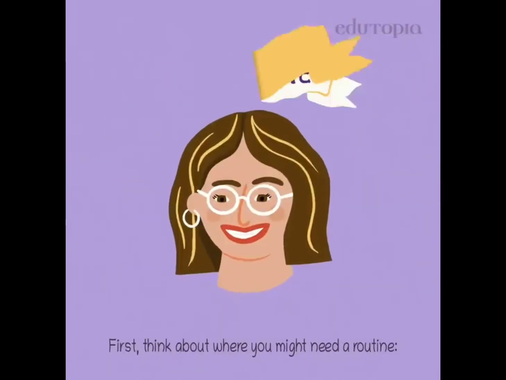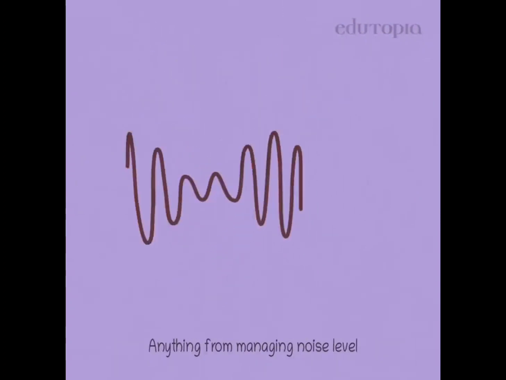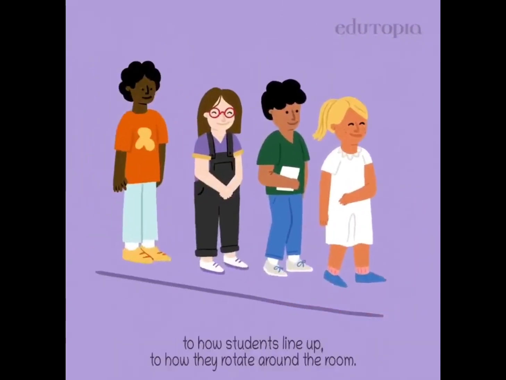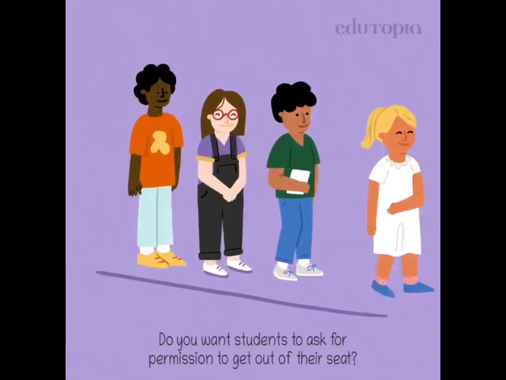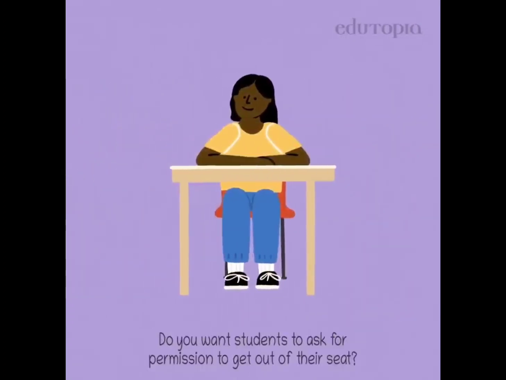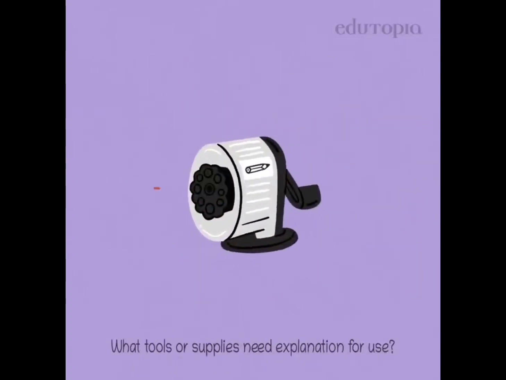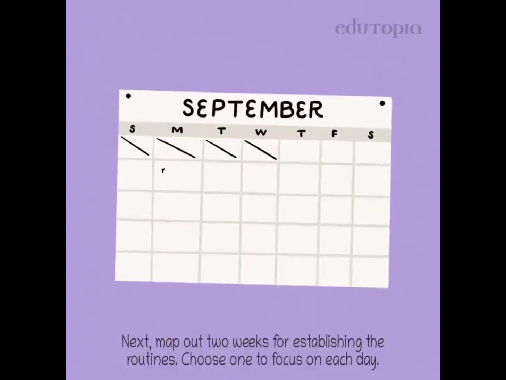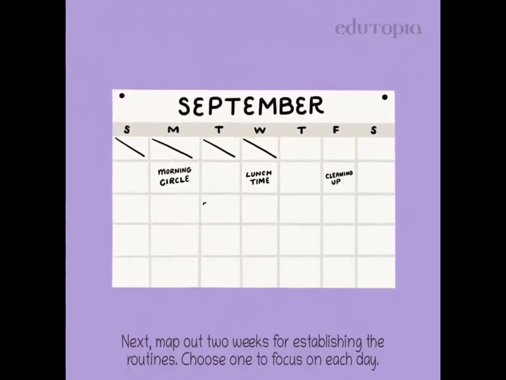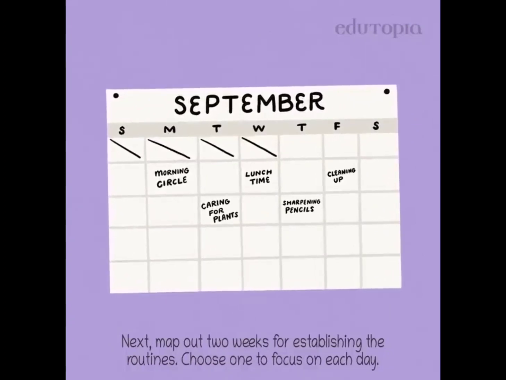First, think about where you might need a routine. Anything from managing noise level to how students line up, to how they rotate around the room. Do you want students to ask for permission to get out of their seat? Do you want them just to call out? What tools or supplies need explanation for use? Next, map out 2 weeks for establishing the routines. Choose one to focus on each day.